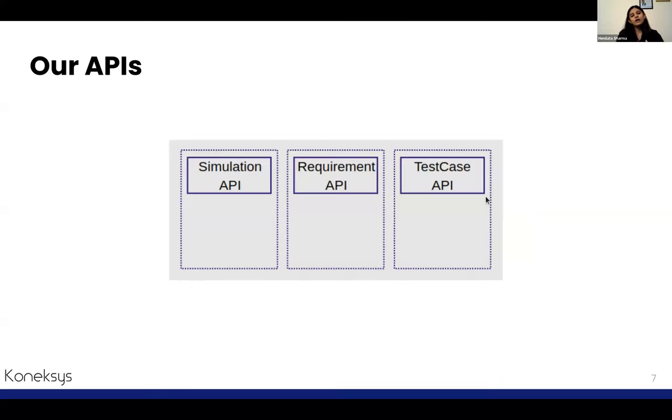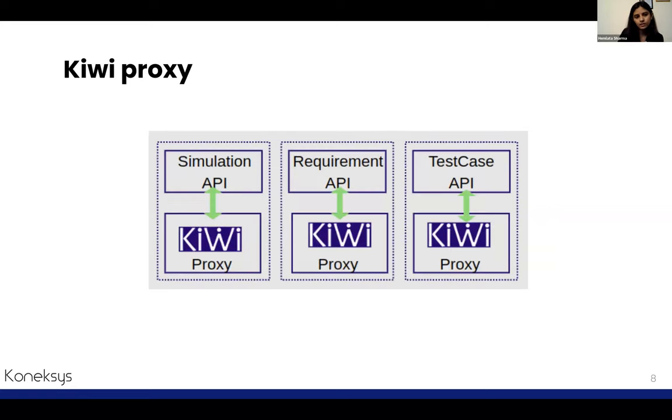So right now we've seen the resources in our APIs, and all of these resources are isolated in their own APIs. So how do we connect these resources with each other? And the answer to this is the kiwi proxy. The kiwi proxy is also an API. What the kiwi proxy does is it runs parallel to each of our APIs. Meaning for our simulation API, there exists a kiwi proxy. There's a kiwi proxy for our requirement API, and there's a kiwi proxy for our test case API.